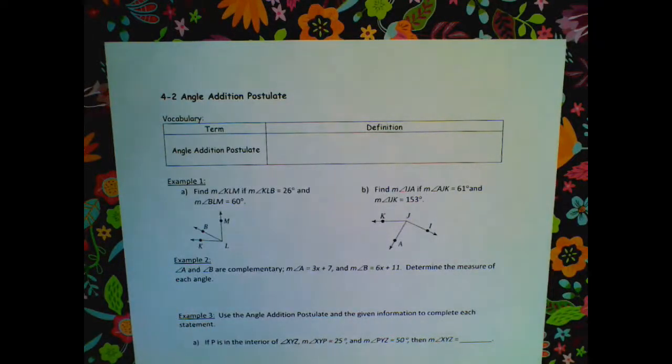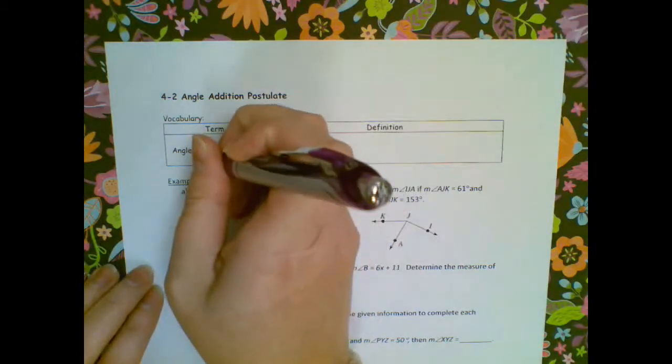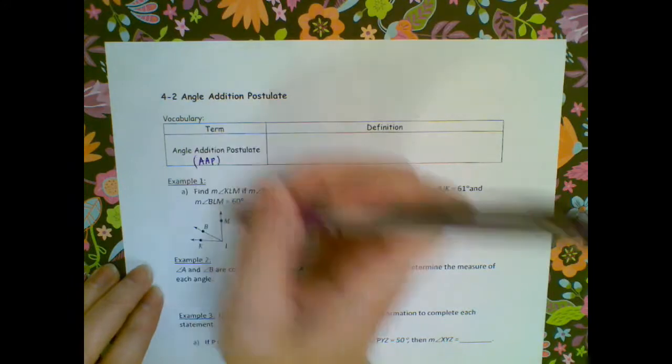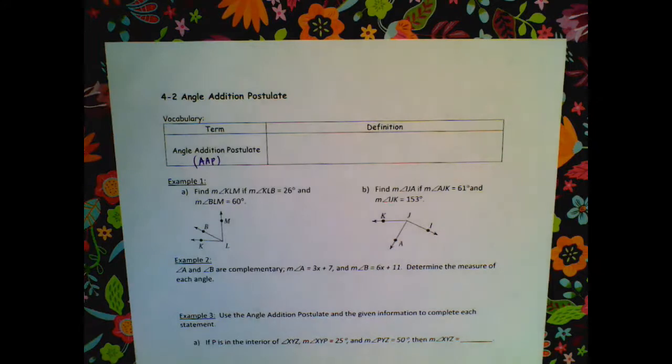Hello, today we are going to stay in section 4.2 and do a little bit more with angles. There is something called the angle addition postulate. I like to abbreviate it AAP, just in case I throw that out there in the future. AAP is angle addition postulate.